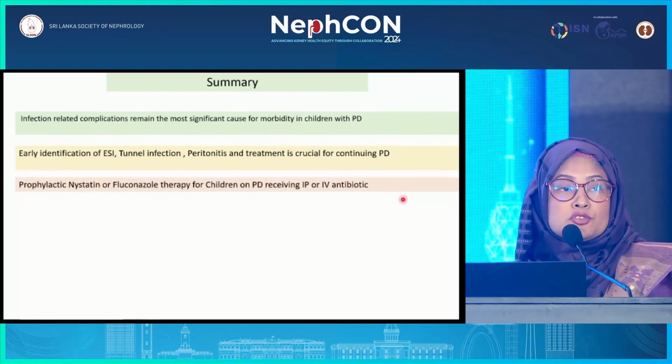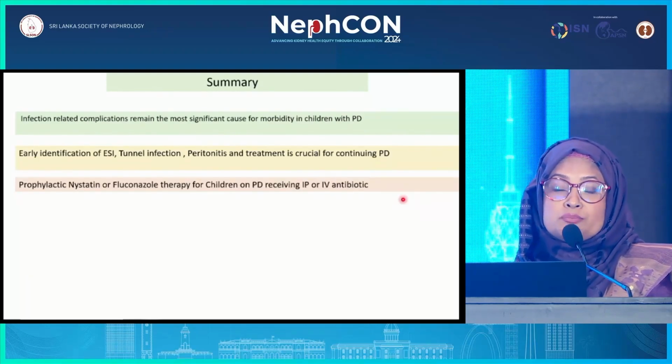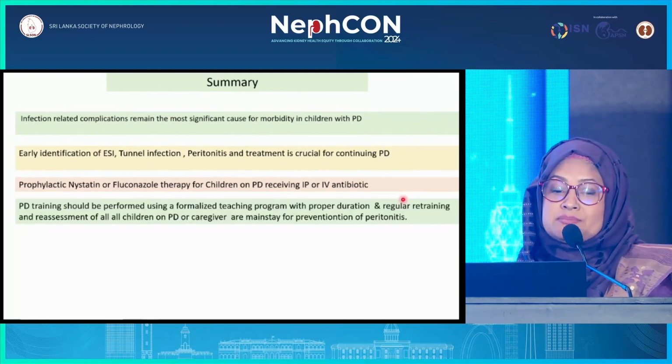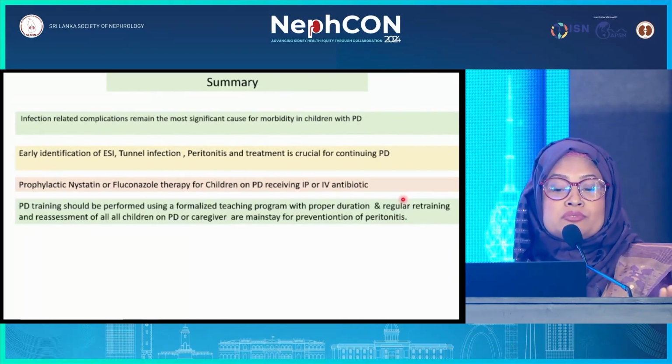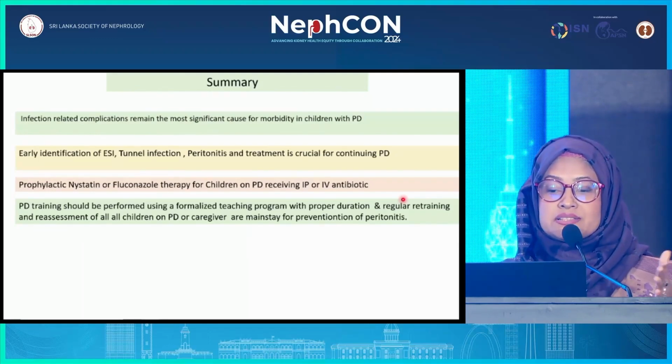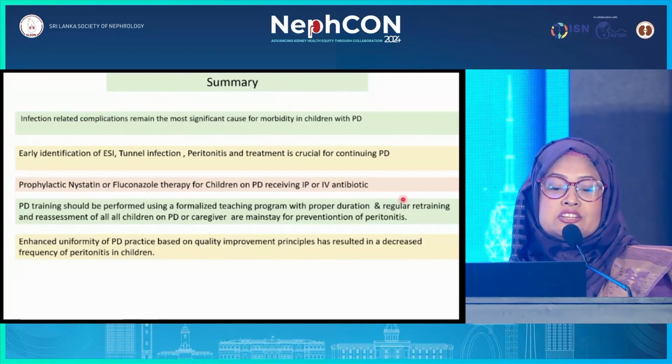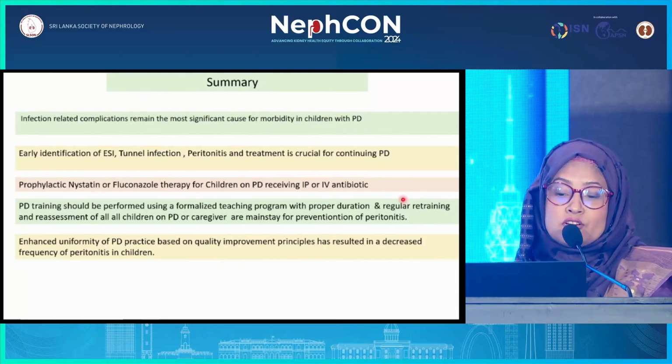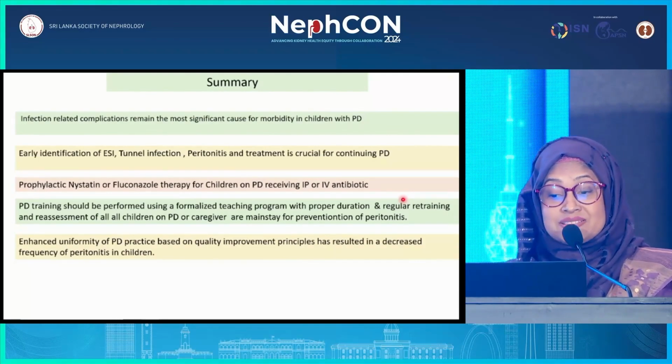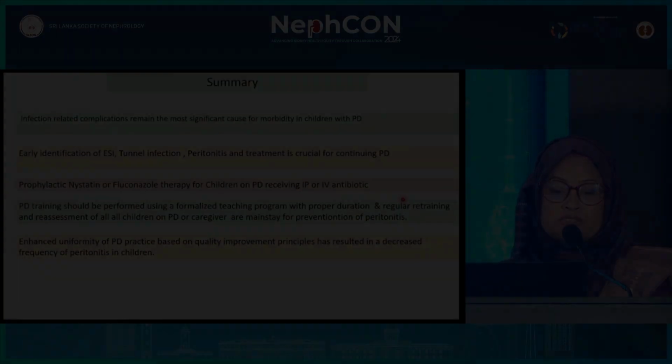Prophylactic nystatin or fluconazole therapy is recommended for children on PD receiving IP or IV antibiotics. PD training should be performed using a formal and structured training protocol, and enhanced uniformity of PD practice based on quality improvement principles has resulted in a decreased frequency of peritonitis.